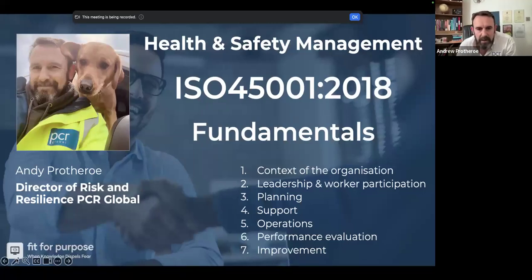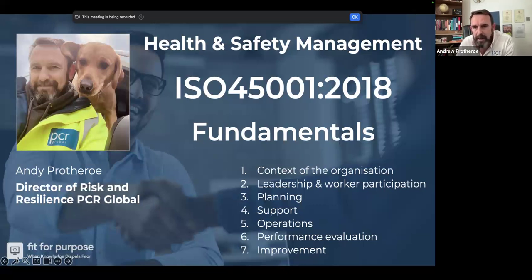And Dan requested I do my best to get through ISO 45001 in an hour, and it's quite difficult. You can see the standard there. My name's Andy Prother. That's my dog, Llewellyn. Anybody who knows me has got to know my dog. I'm the Director of Risk and Resilience for PCR Global, but also I'm the developer at Fit for Purpose, a branch of PCR Global, where we're trying to put presentations together like you're going to get today and make it simple. I'm a fellow of IOSH, a very, very proud fellow of IOSH, fellow of IRSM, and also a fellow of the Institute of Leadership.